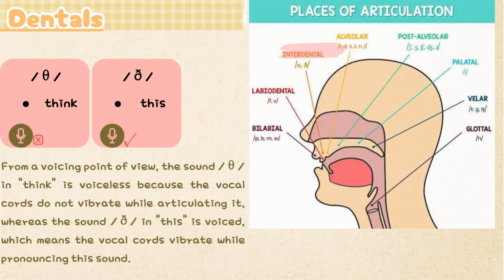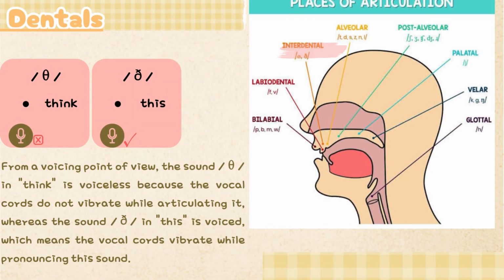Then, we have dental sounds. These are sounds made by the tongue touching the upper teeth or just behind them, as shown in this diagram. For example, the sound th in think and the sound th in this are produced by placing the tongue lightly between the upper teeth. From a voicing point of view, the sound th in think is voiceless because the vocal cords do not vibrate while articulating it, whereas the sound th in this is voiced, which means the vocal cords vibrate while pronouncing the sound.